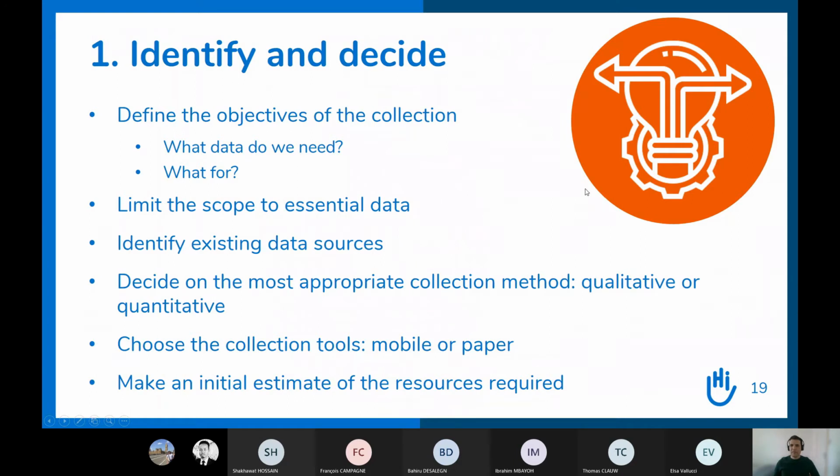So the first step of the information management cycle is identify and decide. In this step, the first thing you do is to define the objective of the collection.